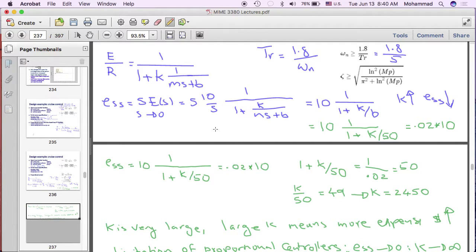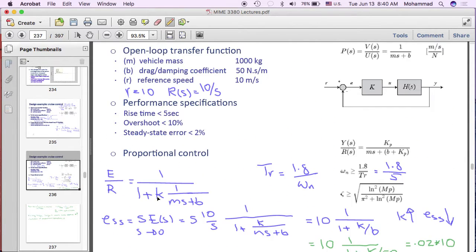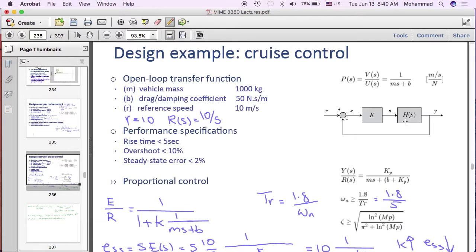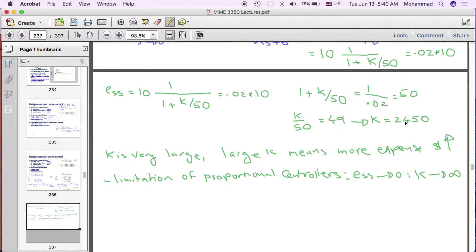Yeah, if you look at the equation for steady state error, K is in the denominator. And steady state error, by the way, is the difference. So let me write this down. If you look at the block diagram, error is the difference between R and Y. So steady state error is the difference between R and Y steady state.